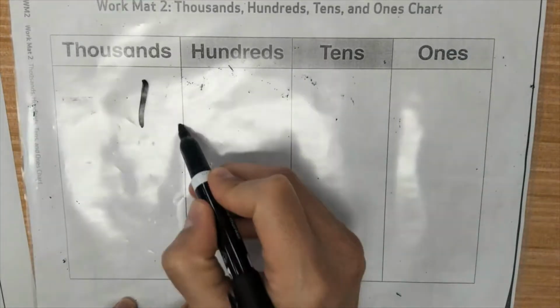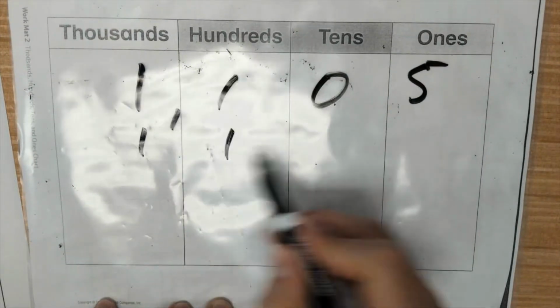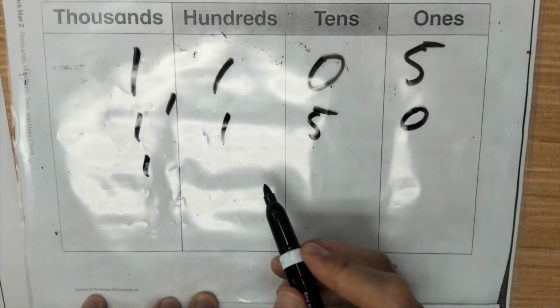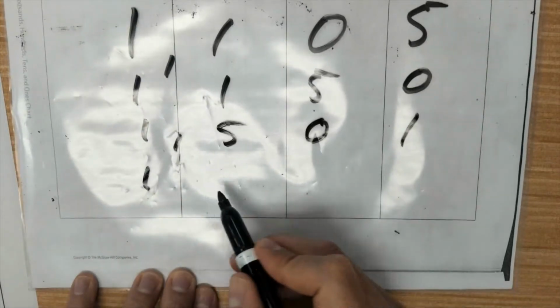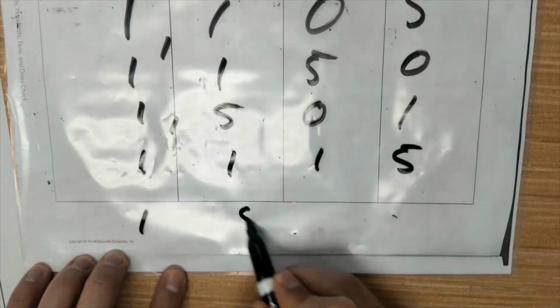Alright, so here we go. Alright, it's the same kind of thing. So now I write my first number. Okay, it's 1,105, 1,150, 1,501, 1,115, and 1,550.